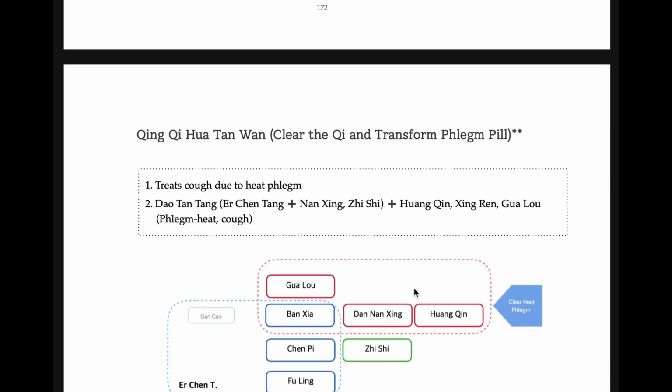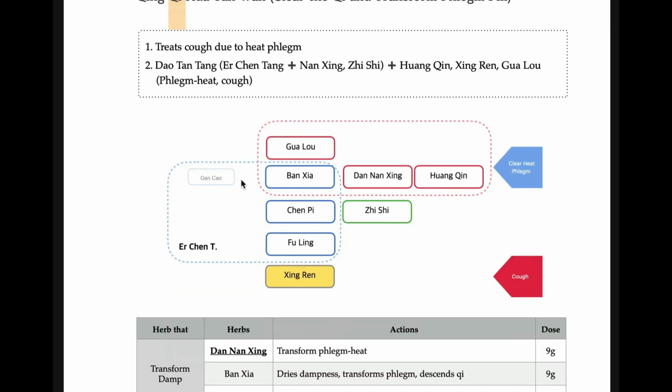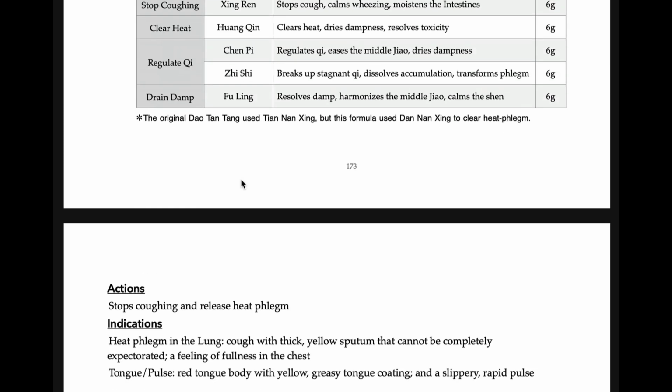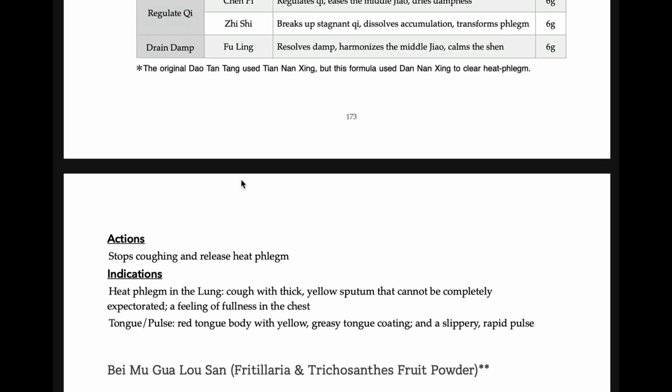And another variation from Erchen Tang, Qingqi. Qing is clearing, so it clears heat and also removes phlegm. Yes, Wendan Tang removes phlegm, but that is for the heart and gallbladder, for mental disease. But Qingqi Huatan Wan, Qi means lung, and qi, air, pneuma. So it treats respiratory symptoms with heat signs. There is another variation from Erchen Tang, and it treats thick yellow sputum.